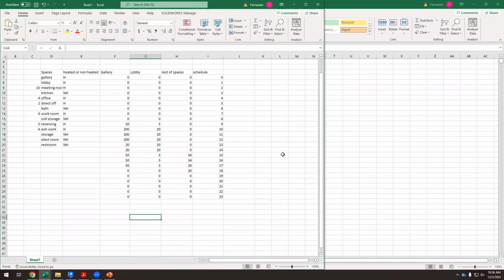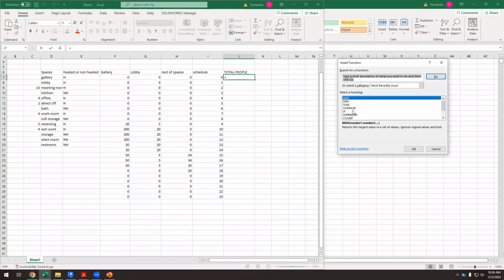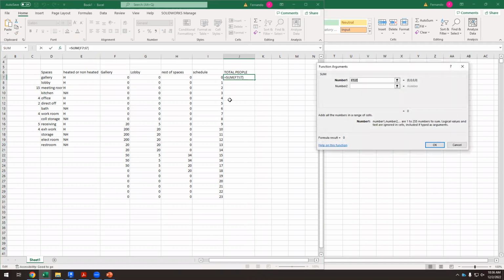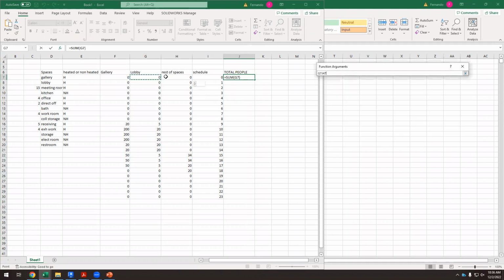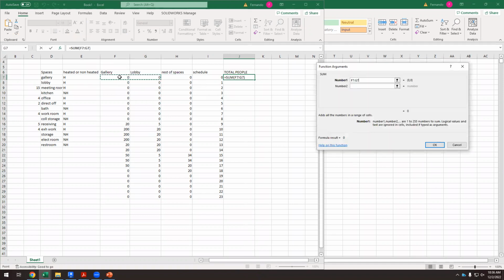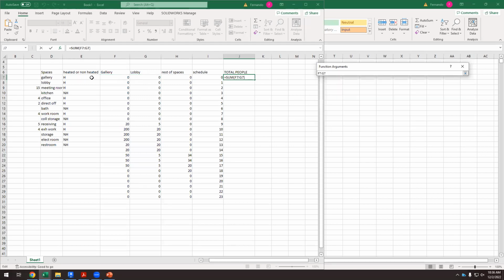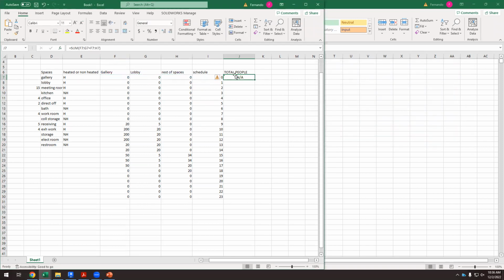Okay, and now we have the total people. So for the total people, I add up the people in the gallery, the lobby, and the rest of the spaces. And then I click OK.